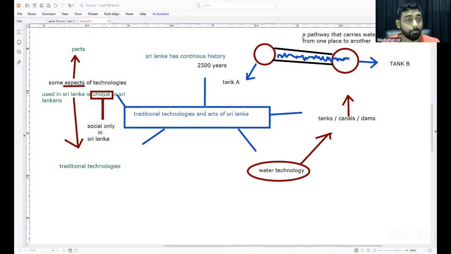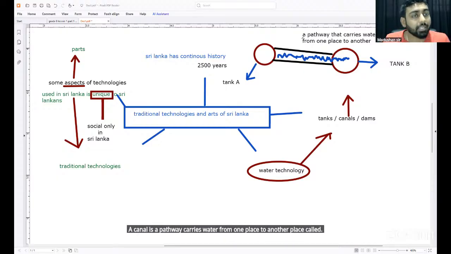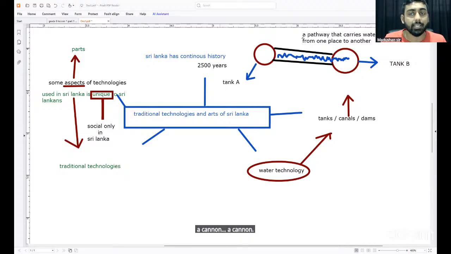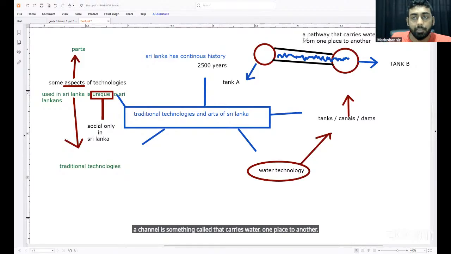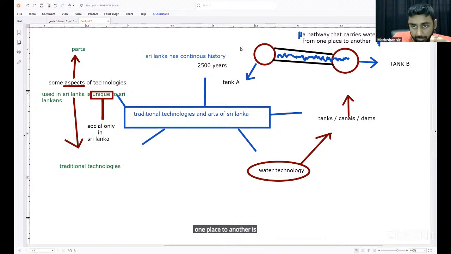A canal is a pathway that carries water from one place to another place, called a canal. Water technology: canals, dams, tanks, Putala. A canal is something that carries water from one place to another. A canal, remember the definition, Puta: a pathway that carries water from one place to another is called a canal.